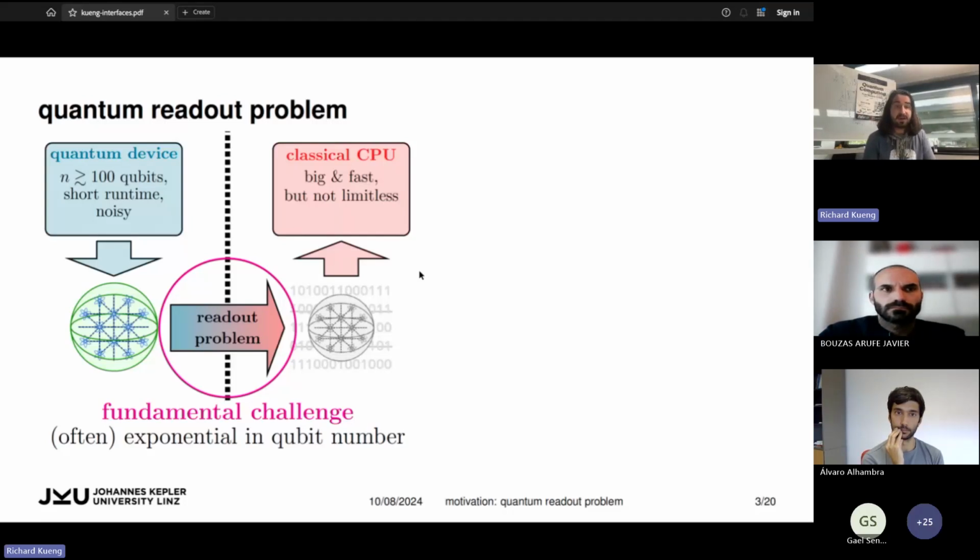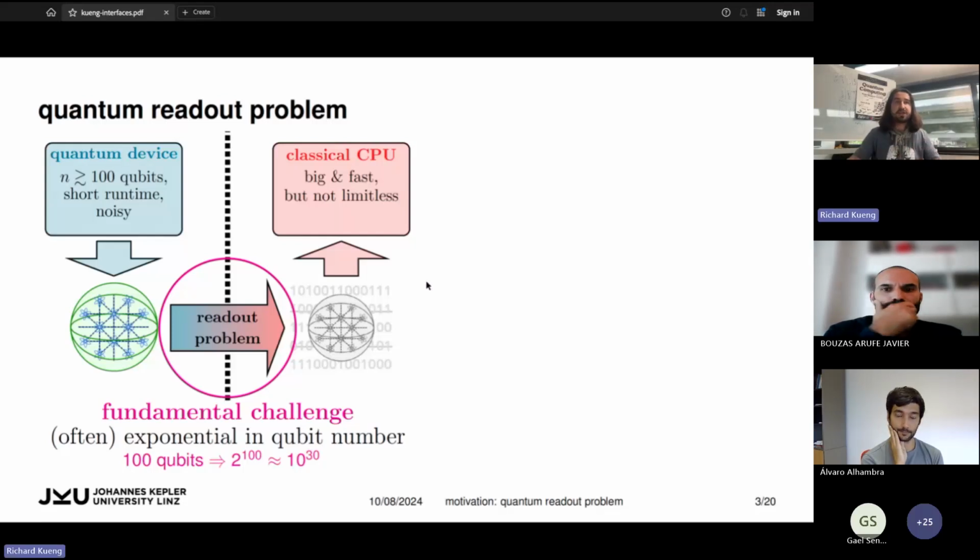And if you're not careful, this often comes with an exponential overhead, because the Hilbert space of an n-qubit system grows exponentially in the number of qubits. And for the devices of today, if we think about 100 qubits, the Hilbert space dimension is 2 to the 100, and this is out of the question even for the most powerful classical computers.